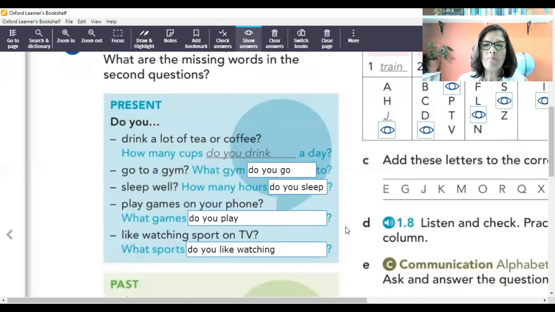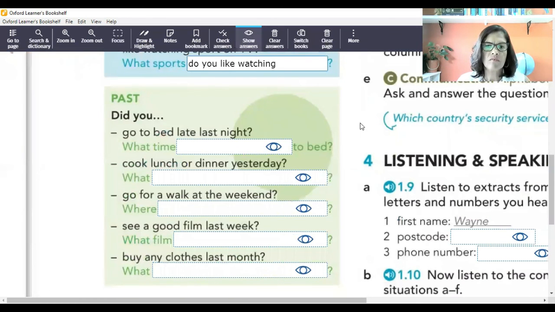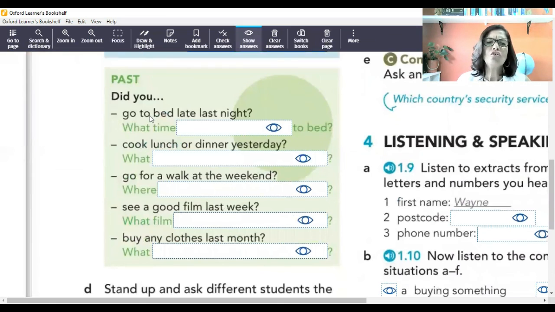Let's go to past. Now it's did you, right? So, did you go to bed late last night? Hmm? What's the natural question? What time? What time did you go to bed? Yeah, that's a natural question.